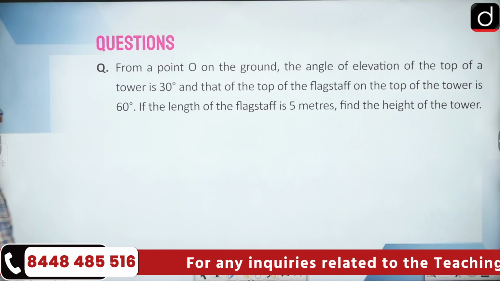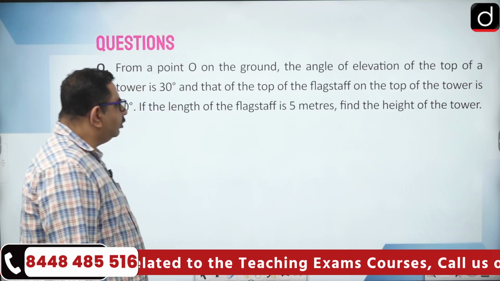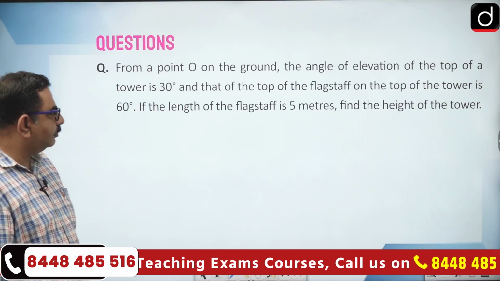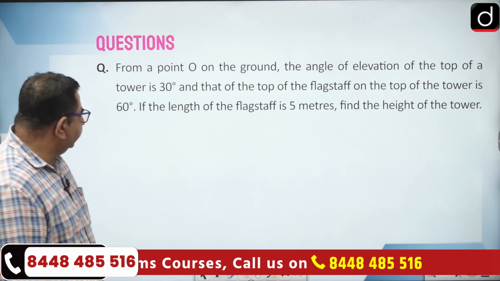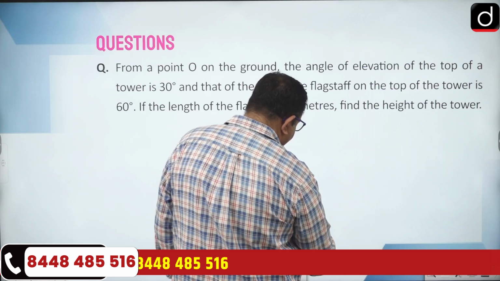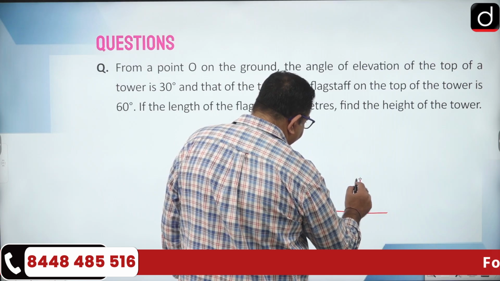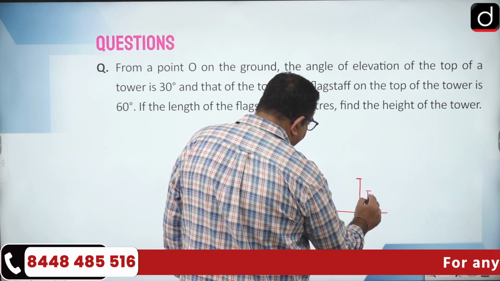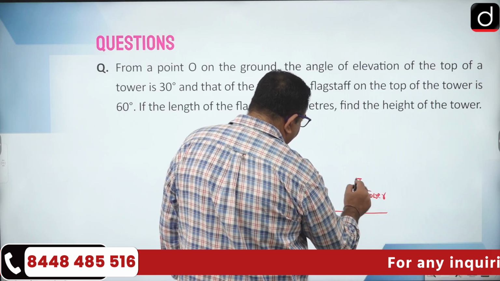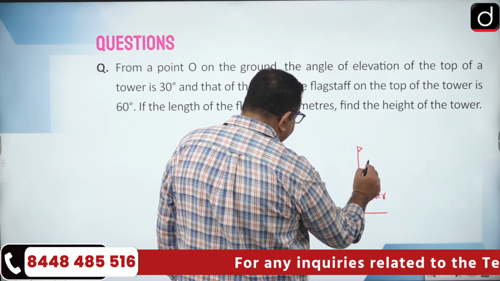From a point O on the ground, the angle of elevation of the top of the tower and that of the top of the flagstaff on the top of the tower is 60 degree. So see, this is the ground, this is tower T, right, that is the tower, and then there is a flagstaff on that.